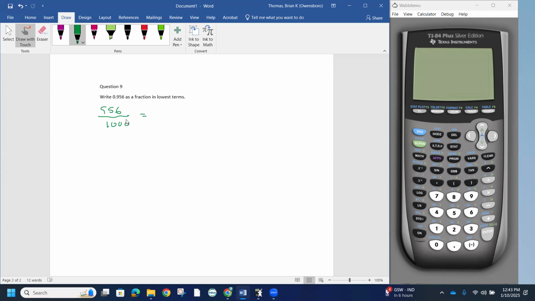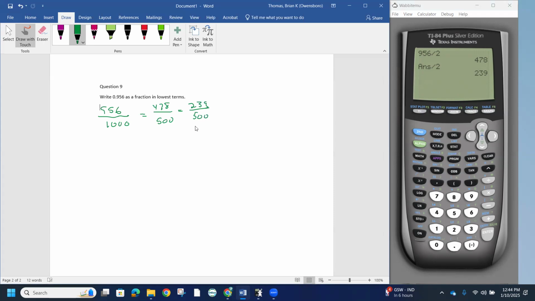I know that since 956 is even, I can divide that by 2. 956 divided by 2 would give me 478. So I can reduce this to 478, and I know that half of 1,000 is 500. I can also divide 478 by 2. If I just hit division by 2, it'll give me 239. So if I divide each one of those by 2, that's going to be 239 over 500.